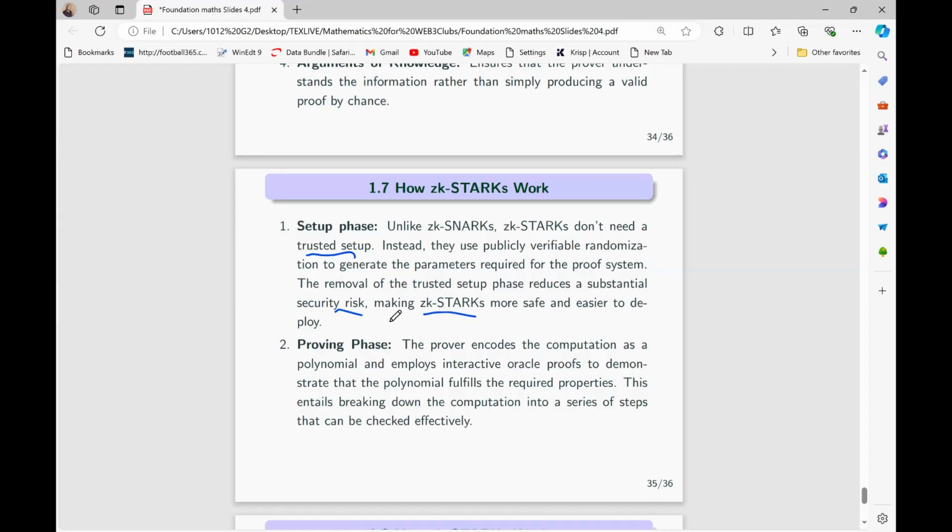Then from there, we have the proving phase, where the prover encodes the computation as a polynomial and then employs interactive oracle proofs. And of course, I said we have a lot of mathematics here to demonstrate that the polynomial fulfills the required properties. Now, this will entail things like breaking down the computation into a series of steps that can be checked efficiently by the verifier.